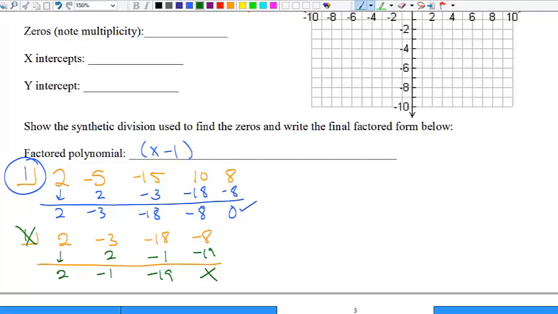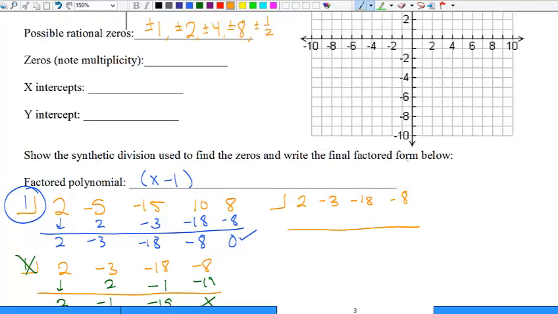x minus 1, so let's go ahead and use those same numbers: 2, negative 3, negative 18, and negative 8. And I need to pick another number to put in my box. Again, I don't know what numbers to pick, but I am going to only pick numbers in my list of possible rational zeros. So I've used 1. I could try negative 1. So when I drop this down, 2 times negative 1 is negative 2, add down is negative 5. Negative 5 times negative 1 is positive 5, add down, that's negative 13. Negative 13 times 1 is 13. This is not going to be 0. Okay, so that one doesn't work.